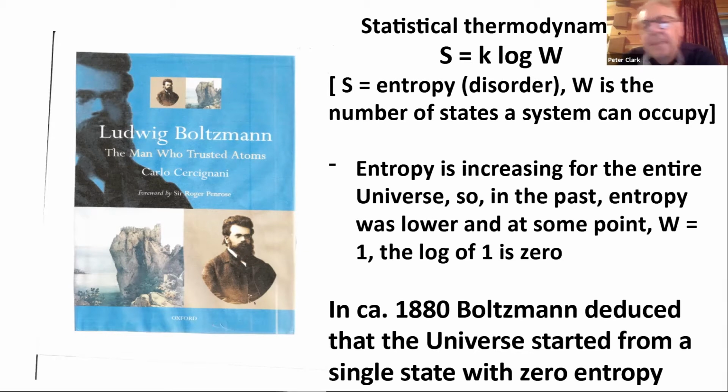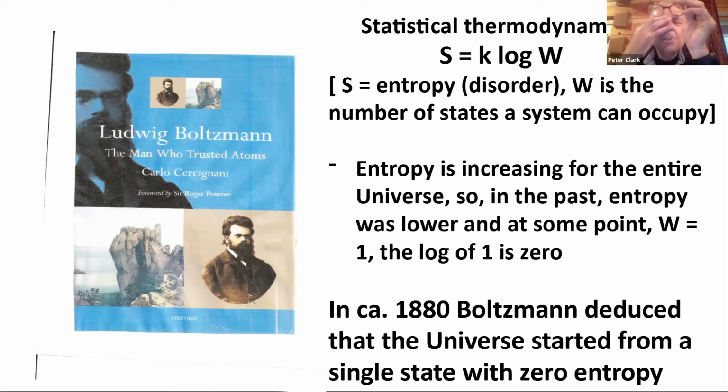And carved onto his gravestone in a cemetery in Vienna is the equation S equals k log W. S, of course, is entropy. k is the so-called Boltzmann's constant, but it's not really a constant. It's a conversion factor which converts scales of temperature into units of energy. And W is the number of states that a system can occupy.